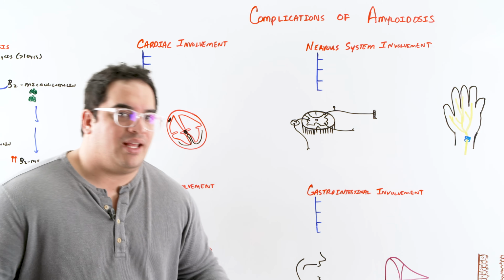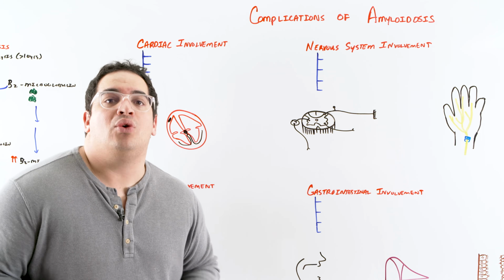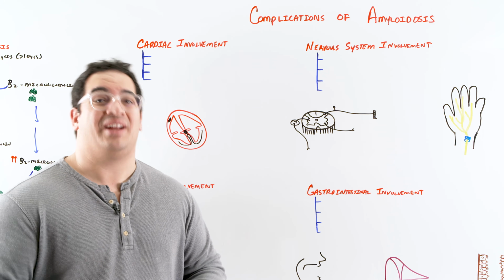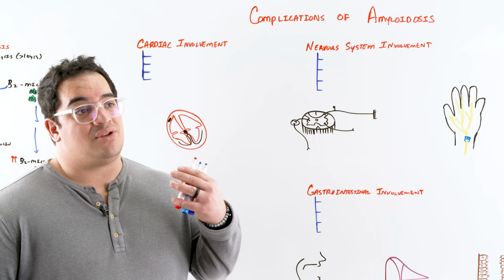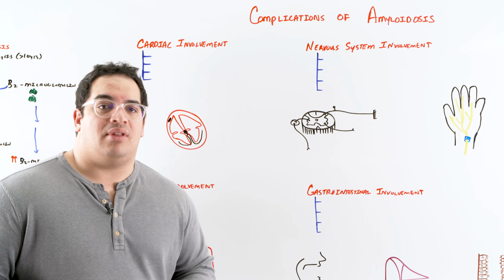And if I were to leave you with any of these, and you say, okay, I'm done with the video, the two biggest ones are going to be your cardiac and renal involvement. So when a patient comes in with features of restrictive cardiomyopathy, or features of nephrotic syndrome, that should make you think about amyloidosis.